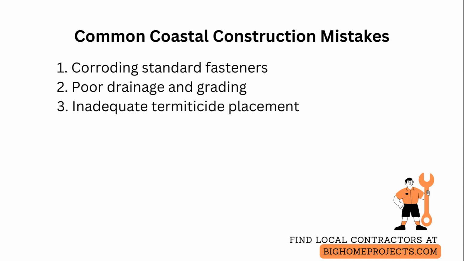Common mistakes include using standard fasteners that corrode quickly, which we fix by specifying marine-grade stainless steel or hot-dip galvanized hardware when detailing connections. Another issue is insufficient drainage and grading that traps moisture against the building. Correct this by designing positive slopes, installing perimeter drains, and using rainscreen gaps behind cladding to allow drying.